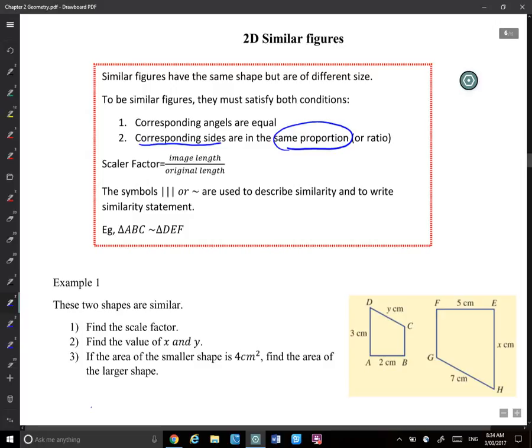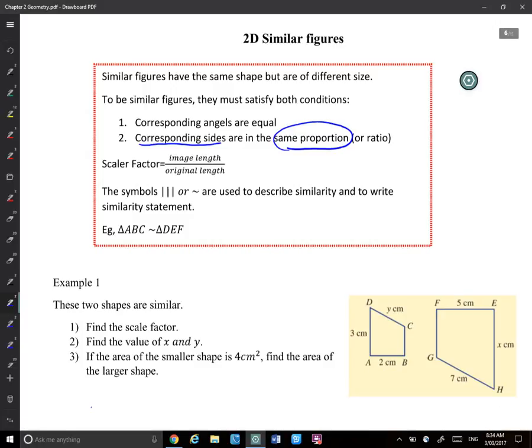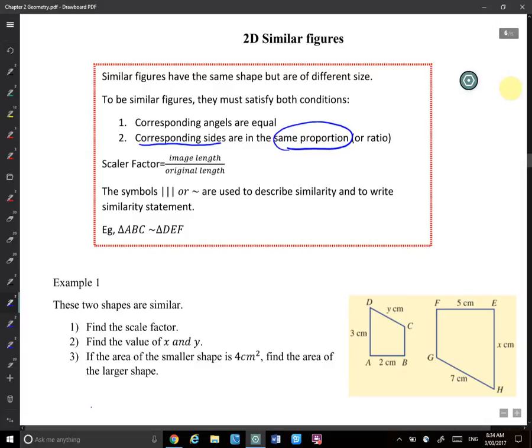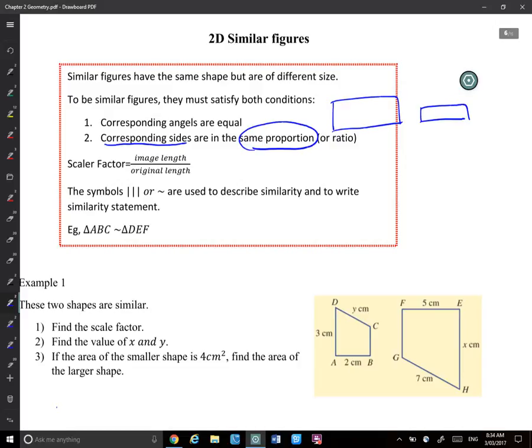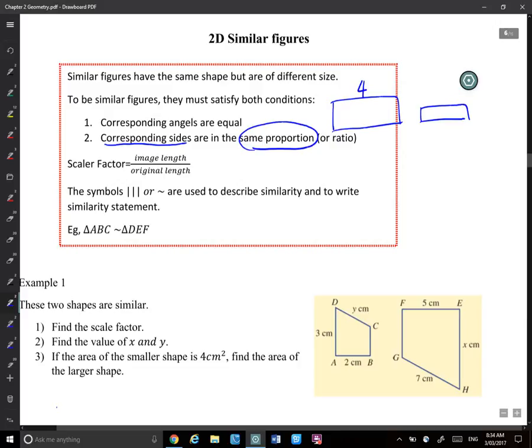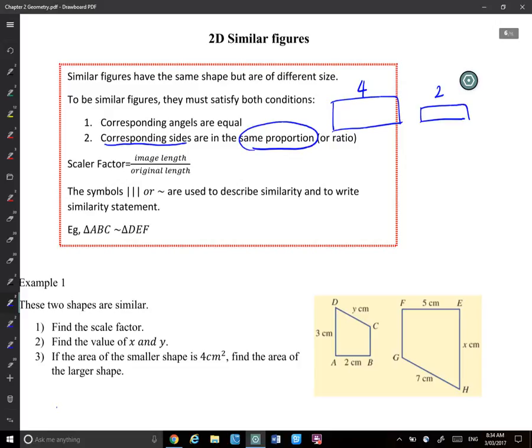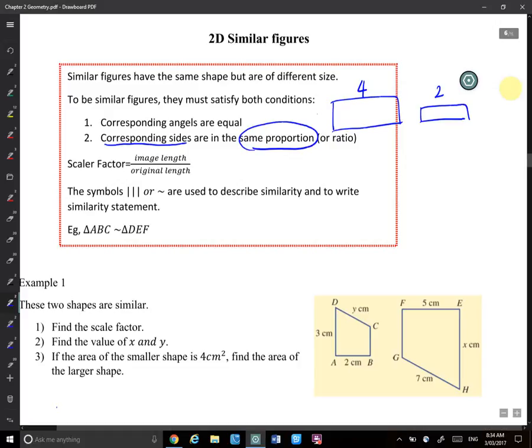So for example, you have a rectangle. We have rectangle number 1 and rectangle number 2. To say those two rectangles can be similar shapes, if I have this length is 4, this is 2. Okay, the length is 2 times the other one's length. So the width must have the same proportion. So if that is 3, then you have 1.5 for that one.